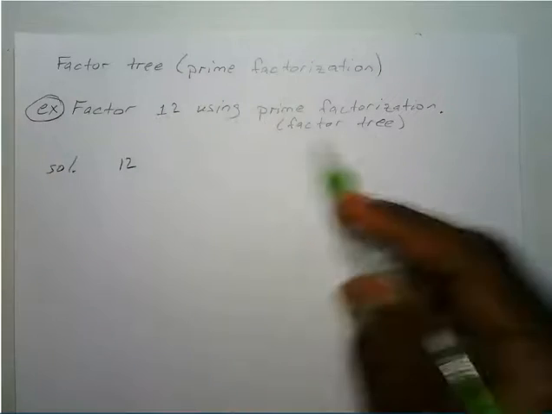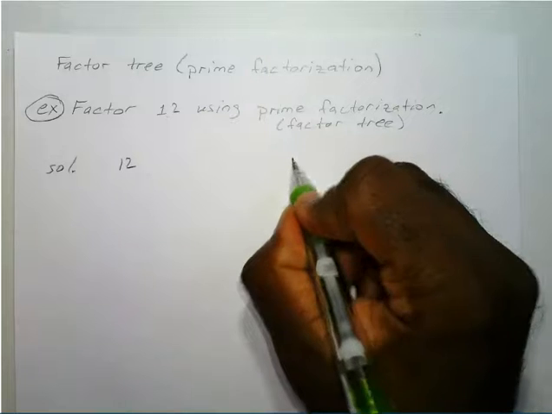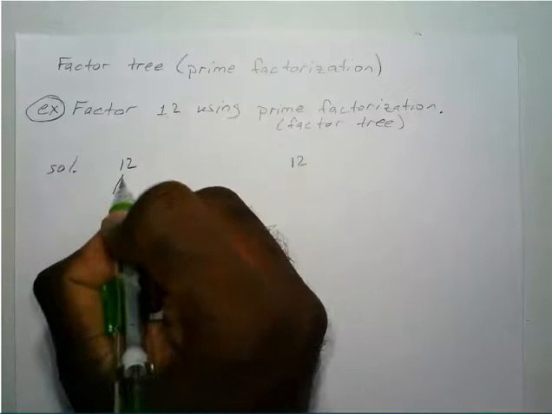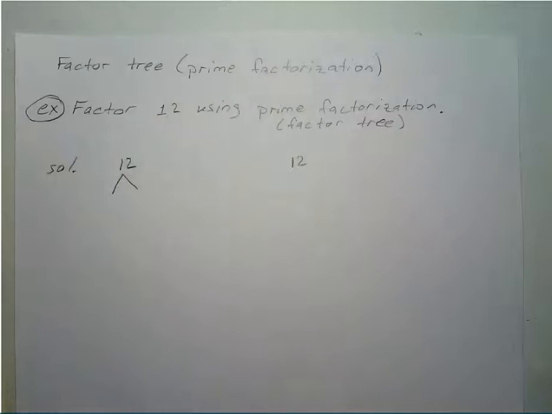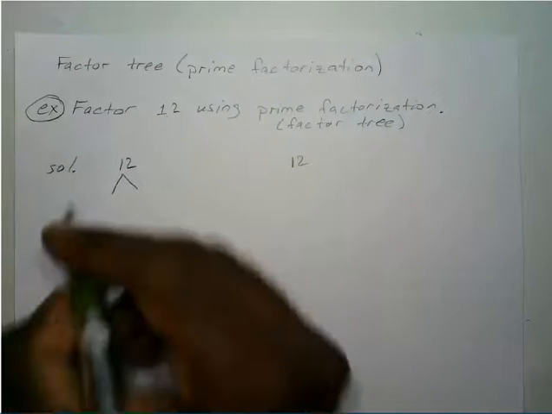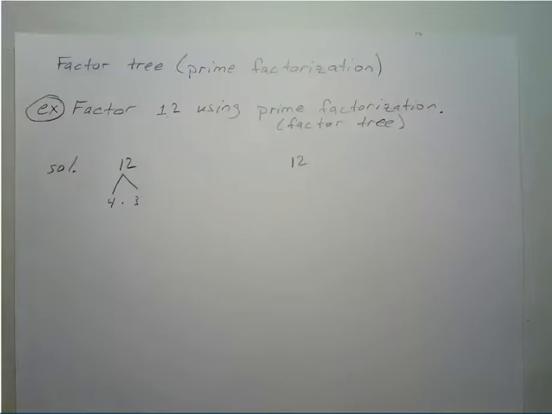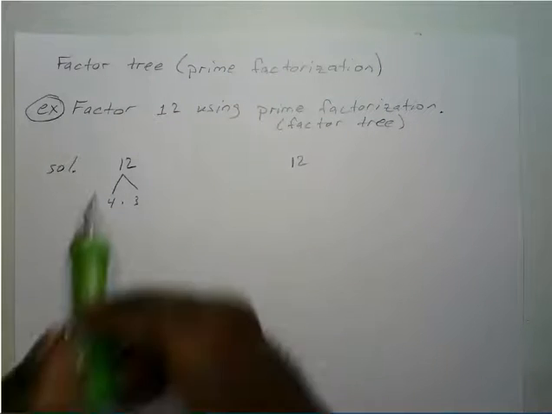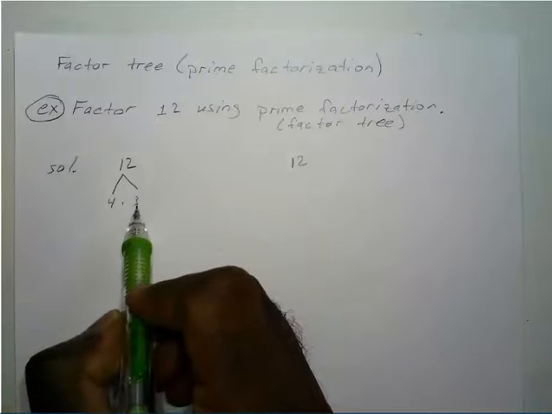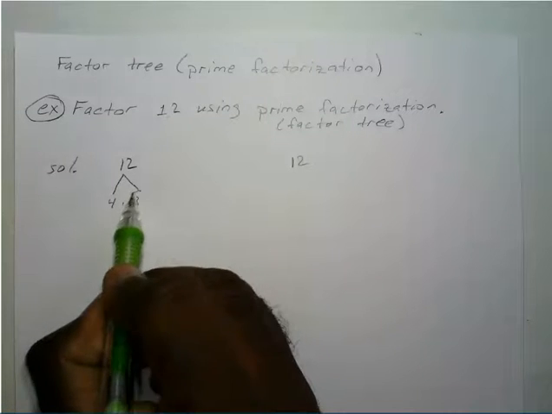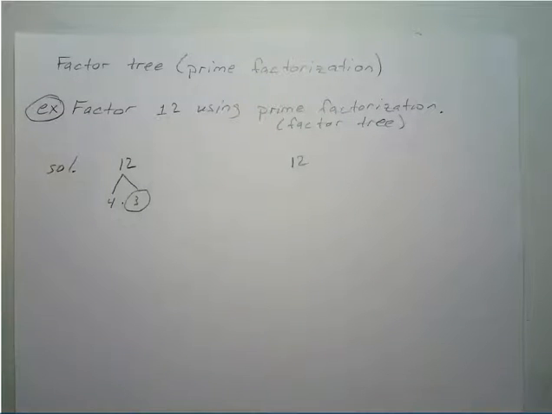I'm going to do this twice, and I'll show you why in a second. So 12, we know that 12 can be 4 times 3. Now the 3, we can't break that down anymore. The only thing you can make it is 1 times 3, and that wouldn't make any sense. So we're just going to leave that as 3, and circle that.